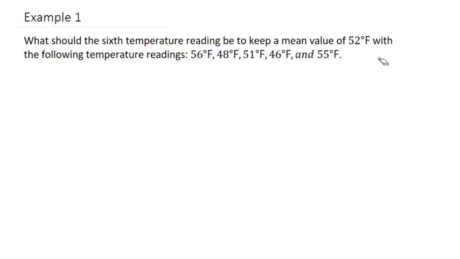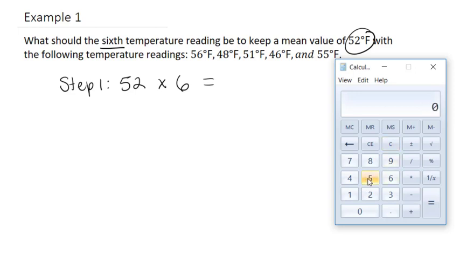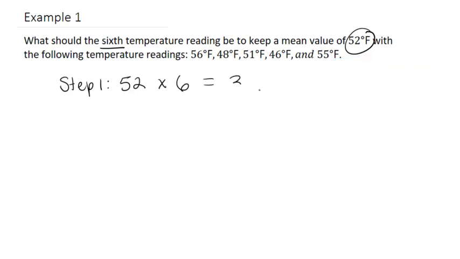Example 1. What should the sixth number reading be to keep a mean value of 52, with the following temperature readings of 56, 48, 51, 46, and 55? So our first step will be to take the mean value already and multiply by the total number of values. So that's 6. So let's get our calculators out. We have 52 times 6, which is equal to 312.